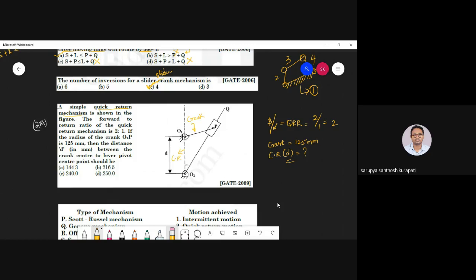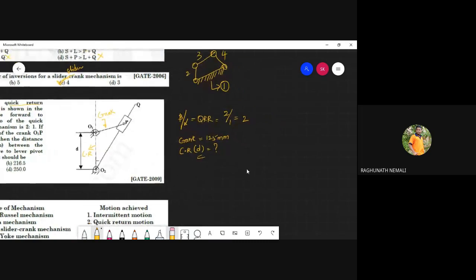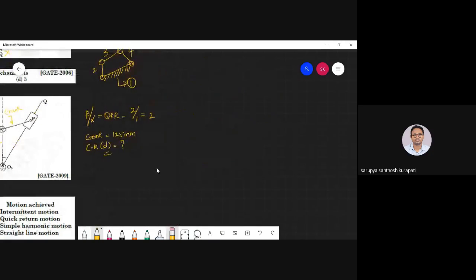What is the quick return ratio? From where are we taking the quick return ratio? Which points? Do you remember the figure, or shall I draw the figure?